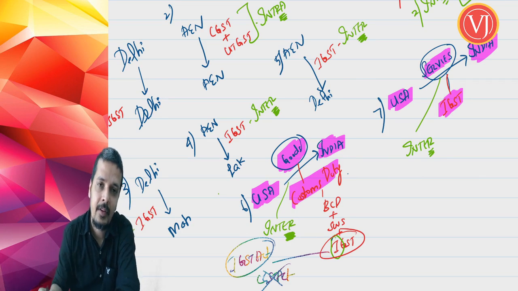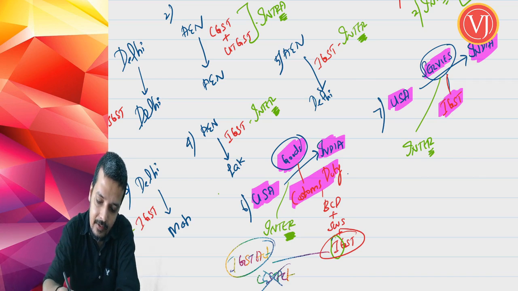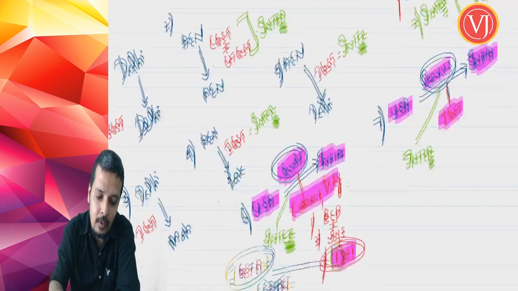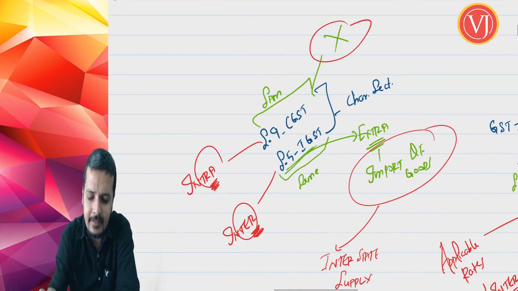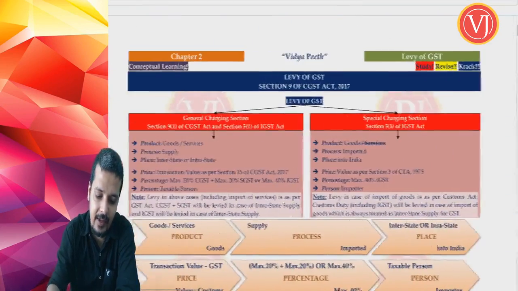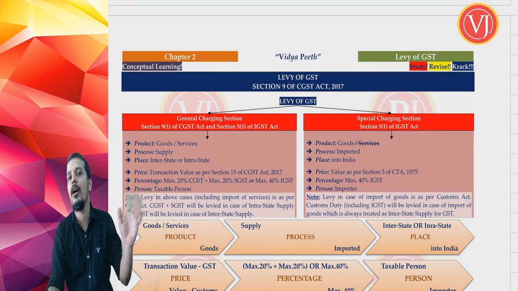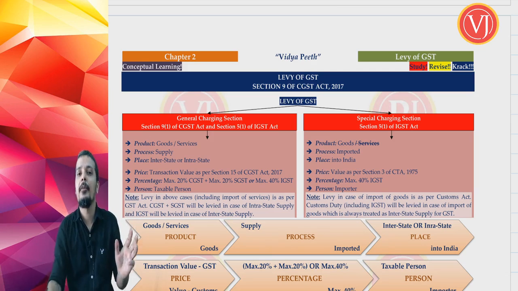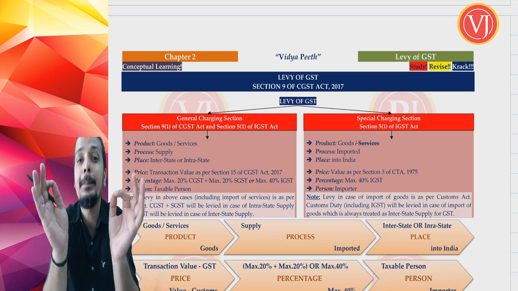USA to India, where goods are imported, you have customs duty, and the breakup of customs duty is BCD, SWS, IGST. When that IGST is there within customs duty, you require a special provision in section 5 of the IGST Act. This special provision is not there in section 9 of the GST Act, because section 5 of the IGST Act discusses only import of goods.